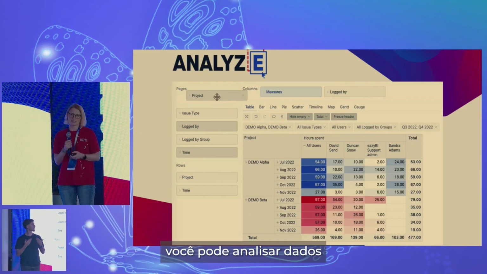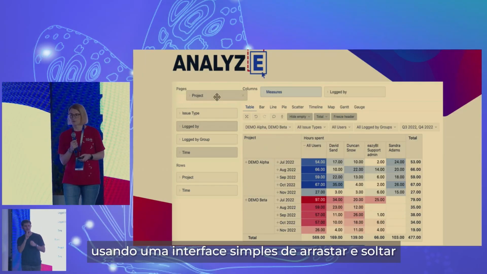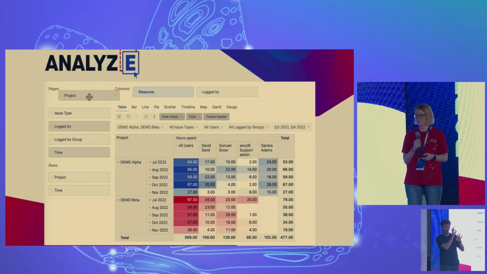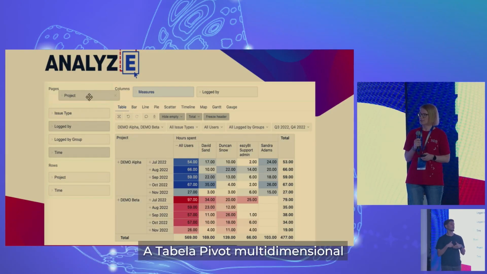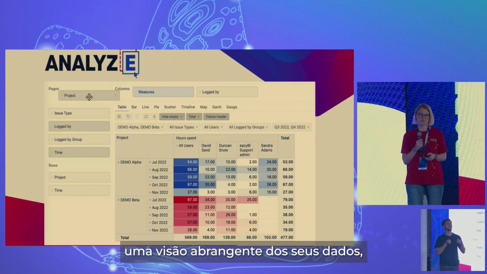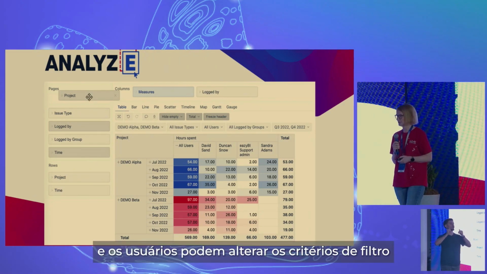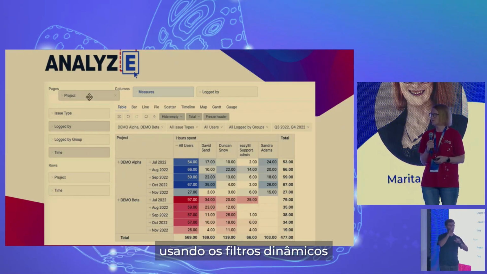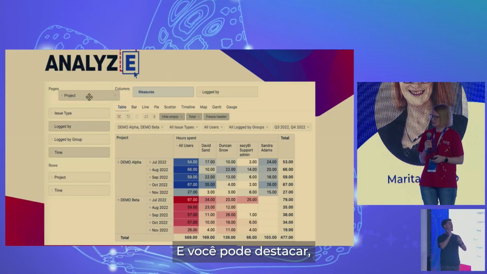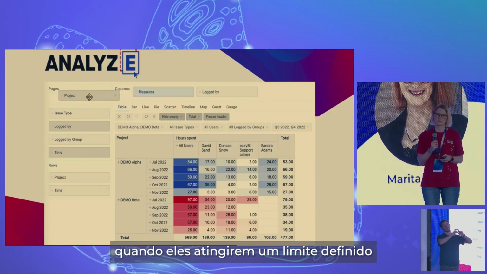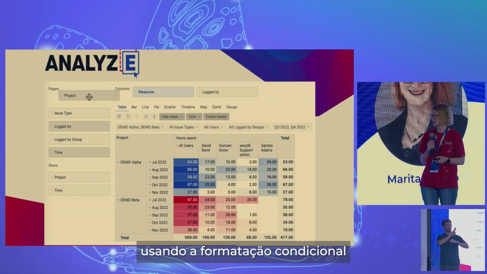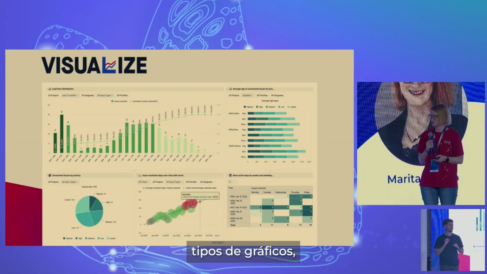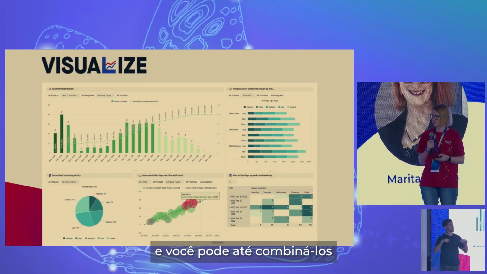With EazyBI, you can analyze data using a simple drag and drop interface. So you can add, arrange, and reorganize report elements. The multidimensional pivot table provides a comprehensive view of your data. And users can change filter criteria in reports and dashboards using the dynamic filters. And you can highlight critical values when they reach a defined threshold using the conditional formatting.